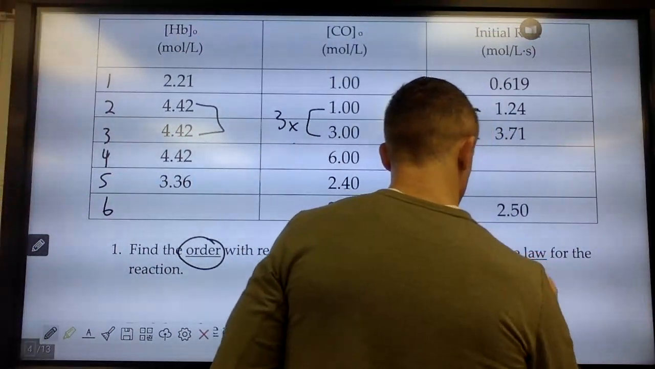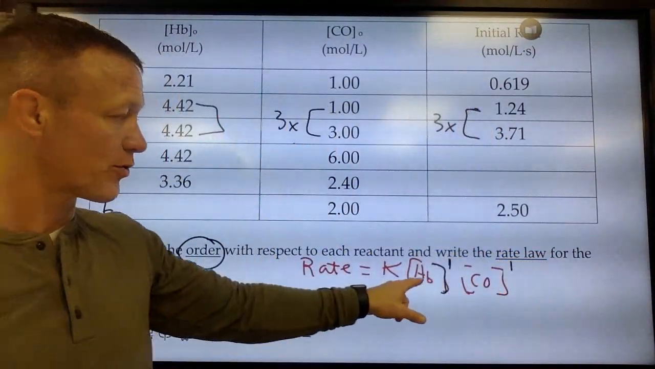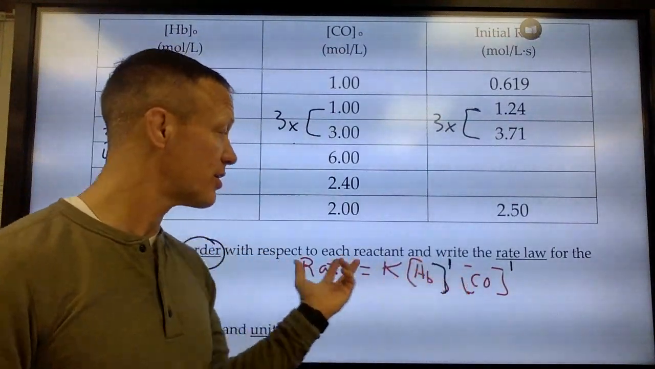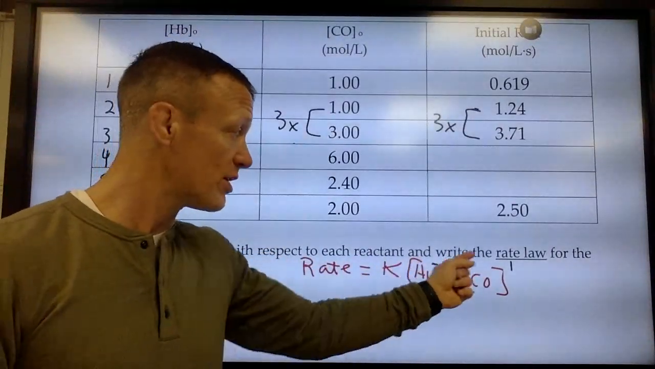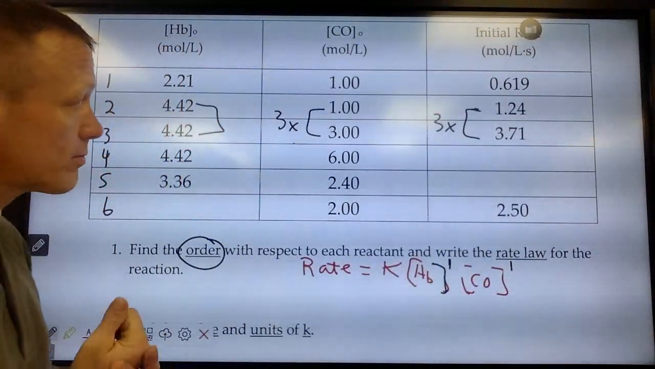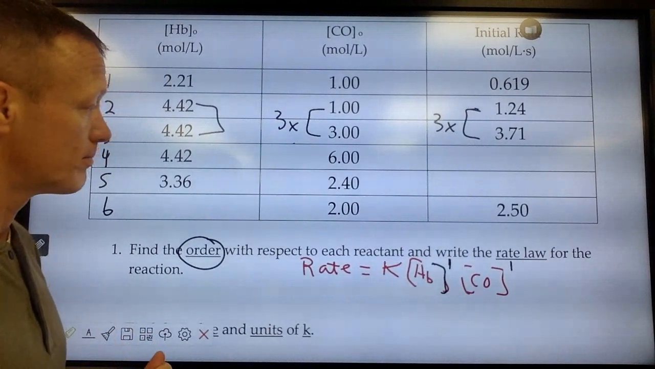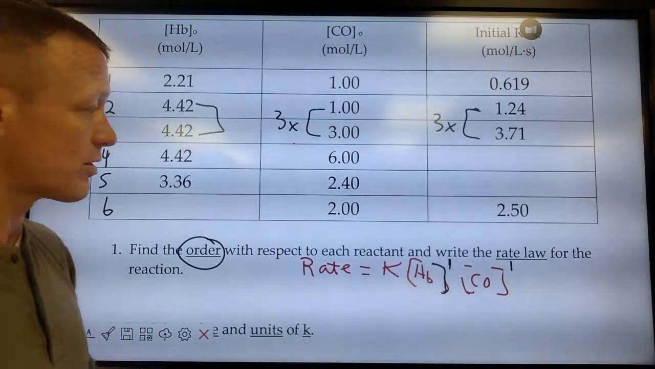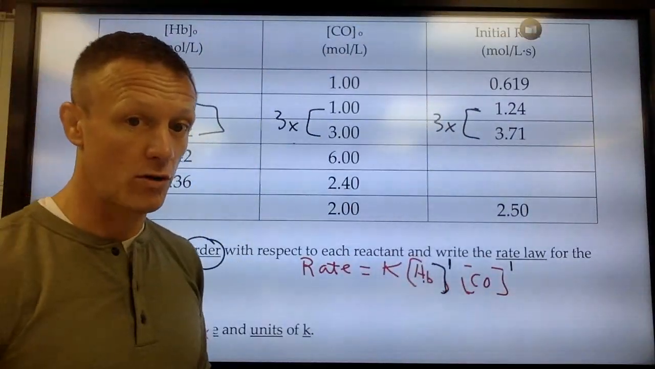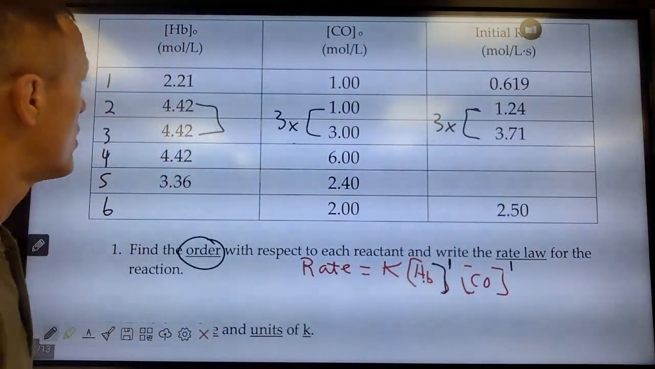So this reaction happens to be first order with regards to hemoglobin, first order with regards to carbon monoxide. So changing these concentrations affects the rate the same amount. If one of these was second order, that change in that concentration would affect the rate a lot more. We call this first order with regards to hemoglobin, first order with regards to carbon monoxide, second order overall. Okay, second order overall. All right.